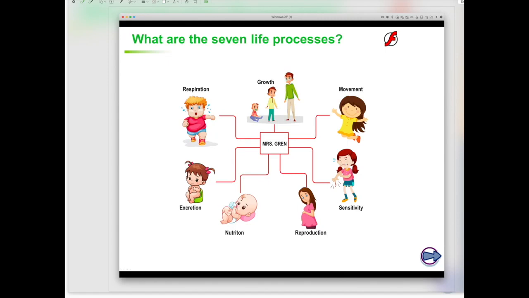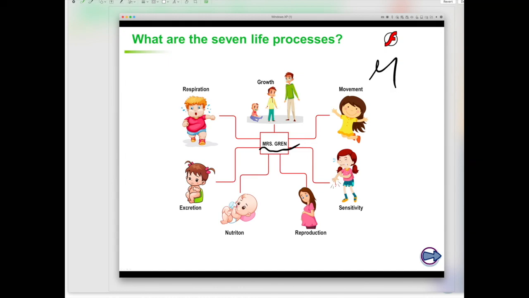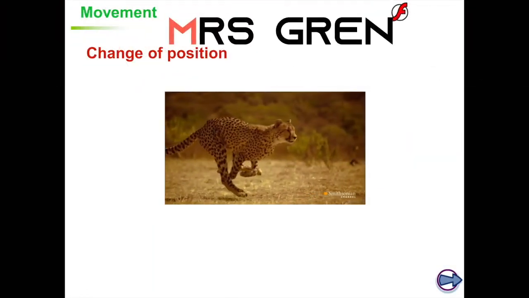One way to remember all of these 7 characteristics is by the mnemonic Mrs. Gren. Every letter here represents one of those characteristics. I want to start with the letter M for movement. Movement is the change of position.